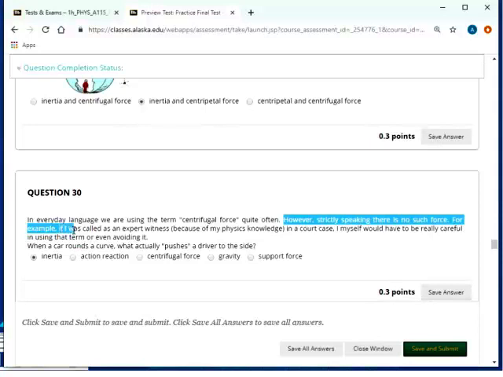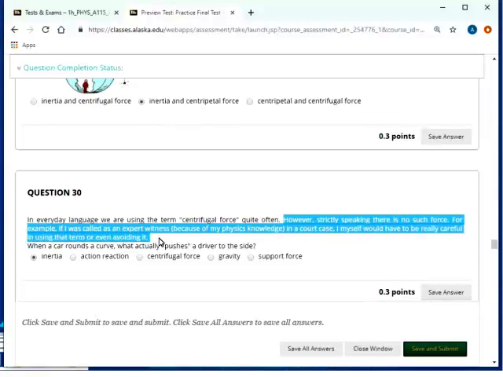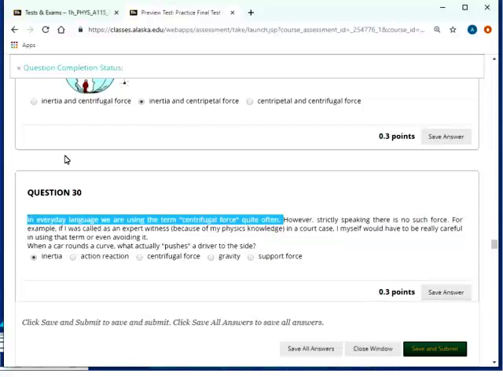If I was called, for example, as an expert witness, which I have been before because of my physics knowledge, in a court case, I myself would have to be really careful in using that term or even avoiding it. Because if I, as a physics instructor, use the word centrifugal force, which I totally acknowledge is a misnomer and does not exist, there is no force outward, then the opposing attorney can say, hey, that guy doesn't have any knowledge about physics, you should dismiss him. So I have to be really careful.